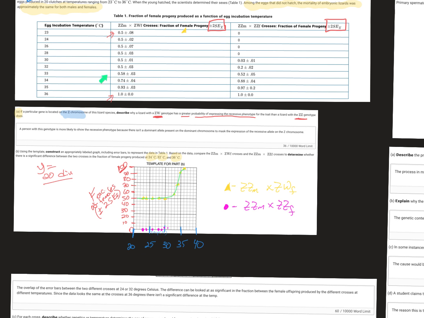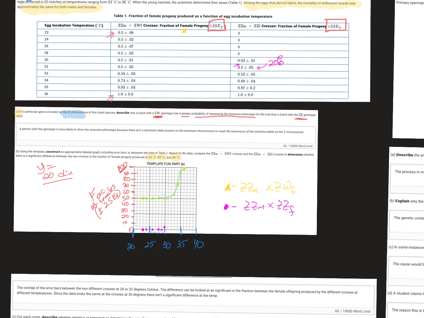And here at 33, it jumps to 0.5. Oops. Misread that again. I apologize. It's not 0.02. This was 0.03. That 30 was correct. It is 30. Here is 0.02, which is 2%. But then, see, 0.03, which is 3%. I'm sorry. But this is actually 20%.